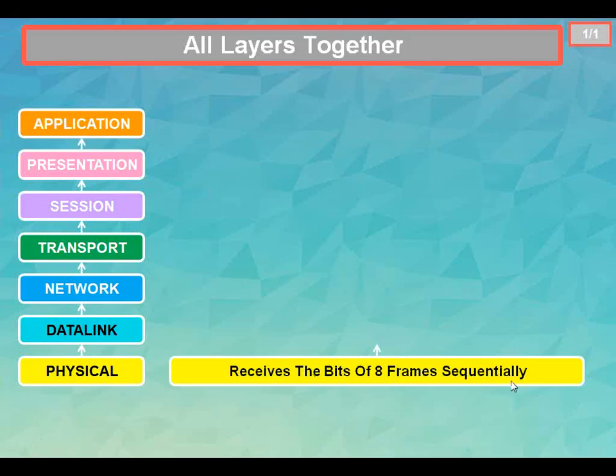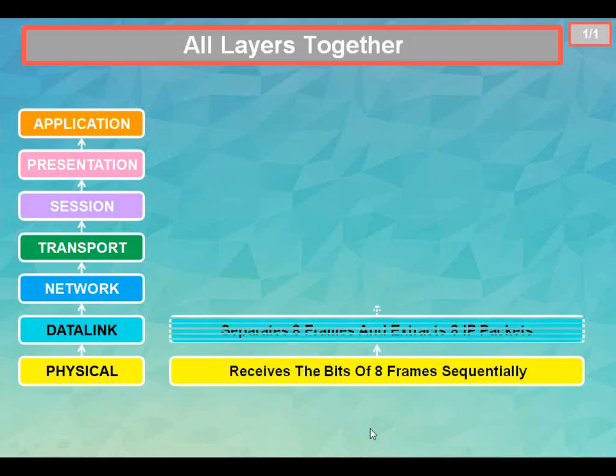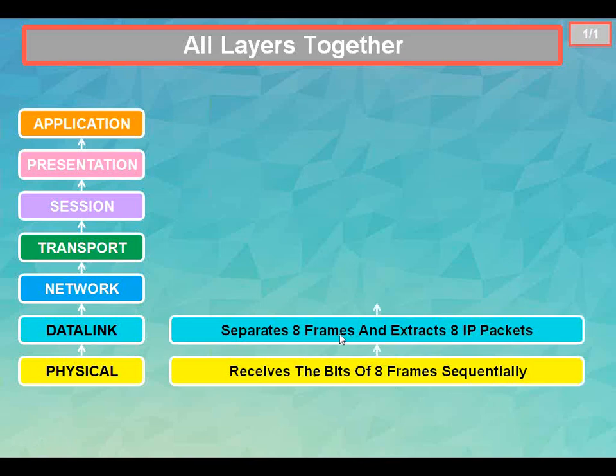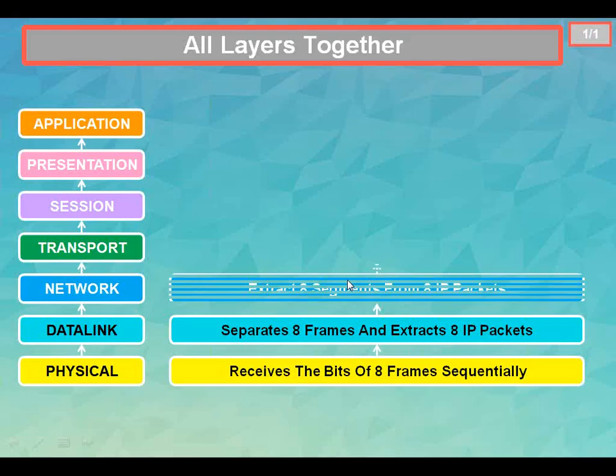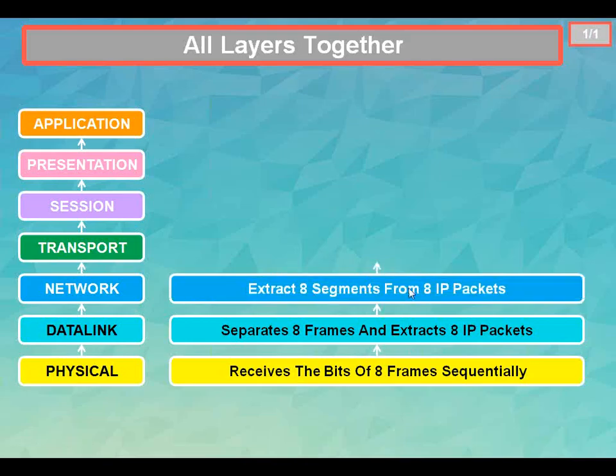It receives the bits of 8 frames sequentially. One after the other, 8 frames will be sent to the data link layer. It separates the frame header and extracts 8 IP packets from that. The header will be removed. What is the reception guy's job? Removing the headers. Once the headers are removed, it forwards to the network layer. The network layer extracts how many? 8 segments from 8 IP packets.